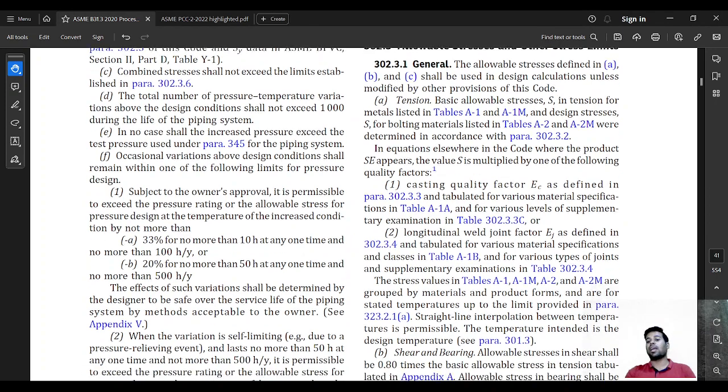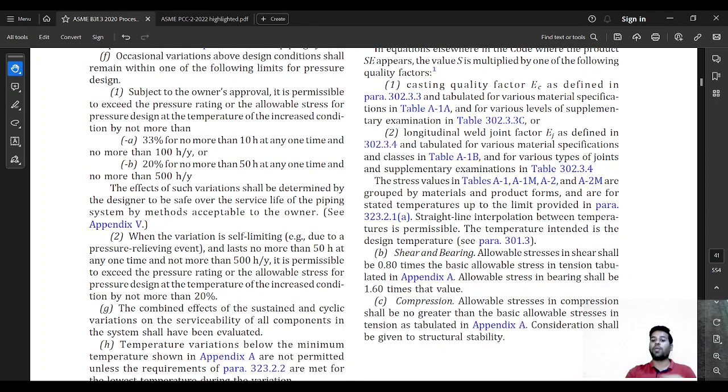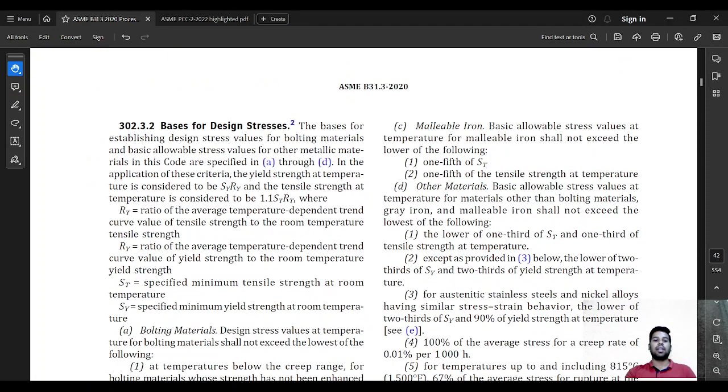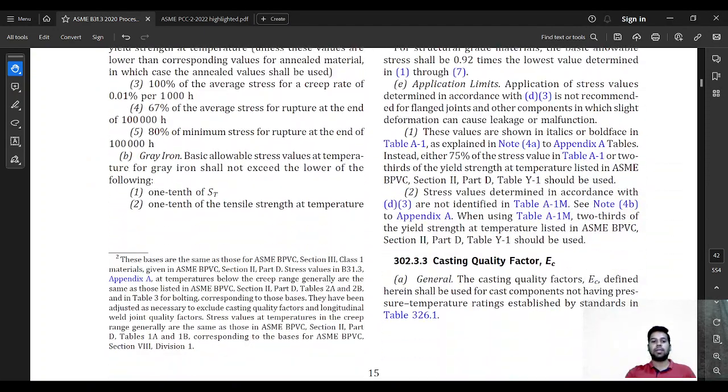So quality factors are going to be either for casting quality or for weld quality. The casting quality factor, that is Ec, is defined in paragraph 302.3.3 and tabulated for various material specifications in Table A-1A for various levels of supplementary examination. The longitudinal weld joint factor Ej, as defined in 302.3.4, is tabulated for various material specifications. Next is the basis for design stresses.